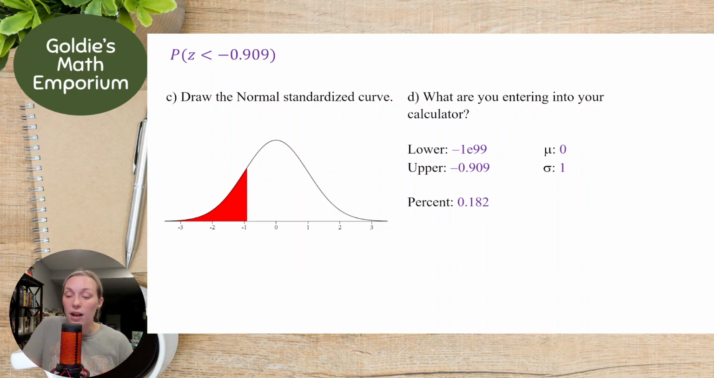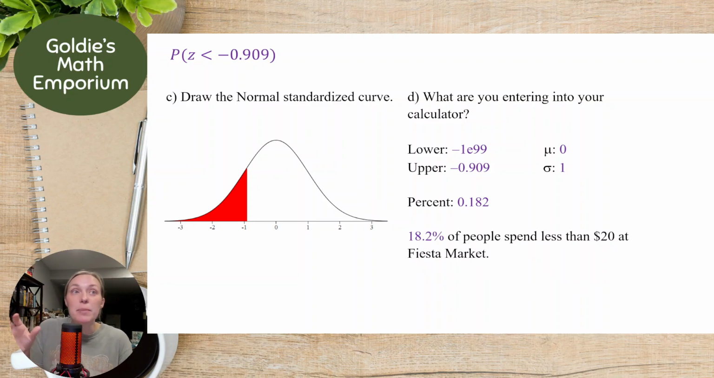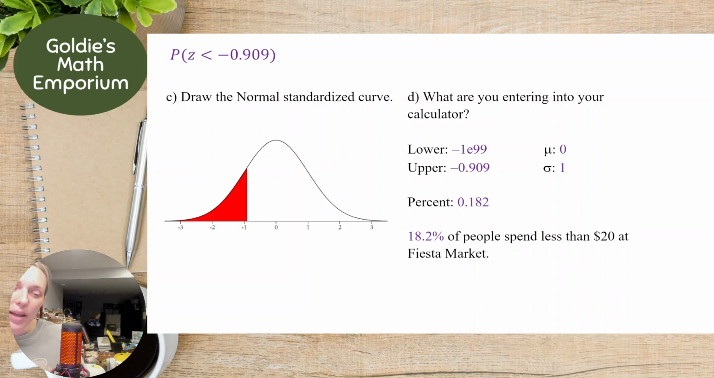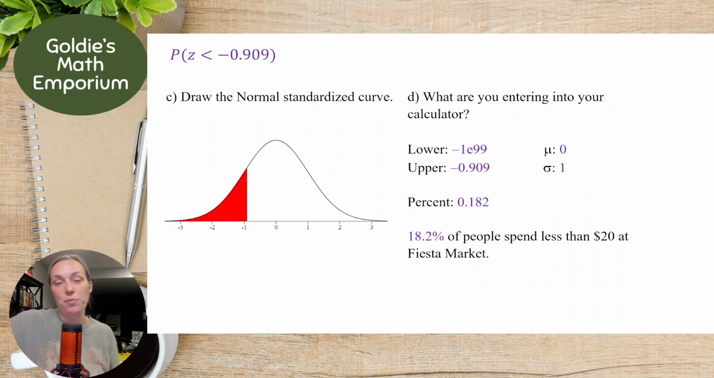What percent of people spend less than $20 at Fiesta Market? Well, we can say confidently 18.2% of people spend less than $20 at the Fiesta Market. Okay. And those are the problems. That's it. That's what you'll be asked to do on some of these normal distribution problems.